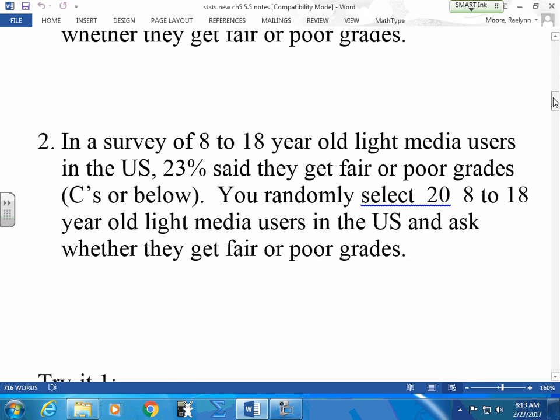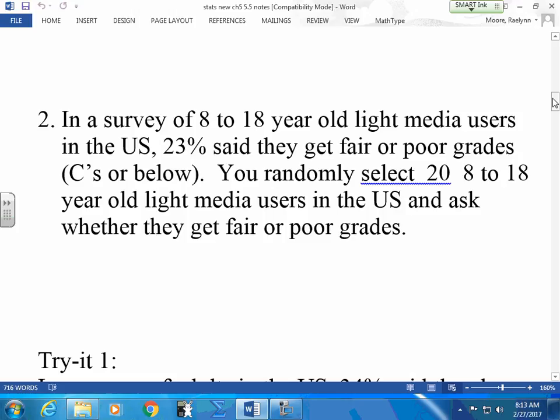The second one says, in the survey of 8 to 18-year-old light media users in the United States, 23% of them said they get fair or poor grades. These are below. You randomly select 20 of these light media users ages 8 to 18, and you ask them, did they get poor grades? They say yay, nay. Binomial, yes, no. This time, your p is 23%. Your n is 20.